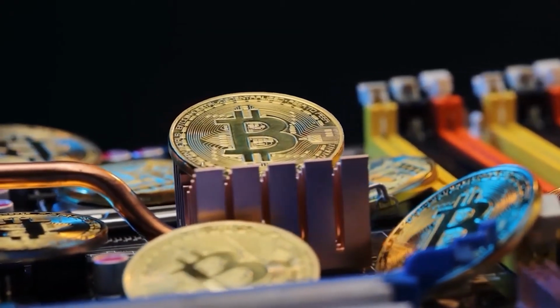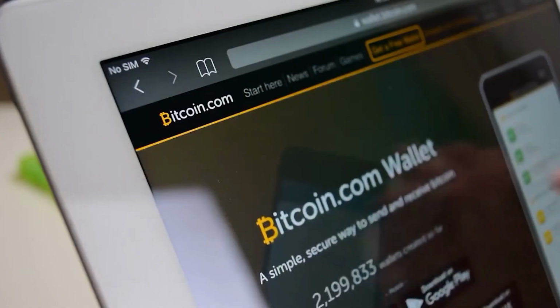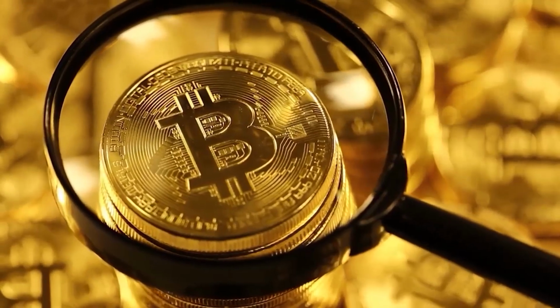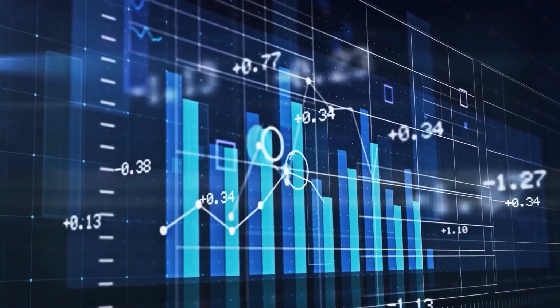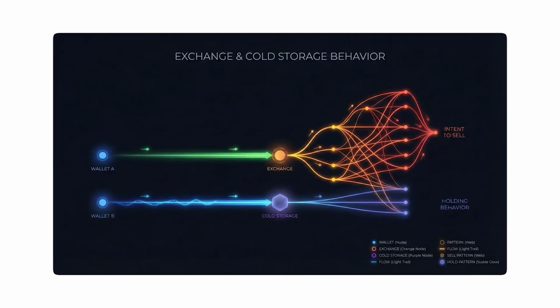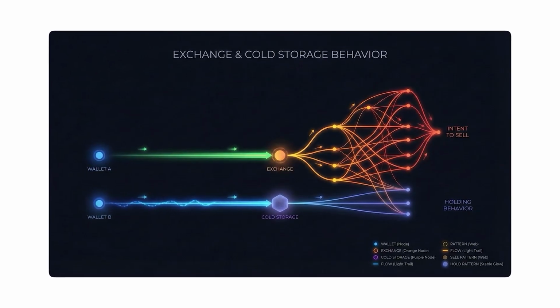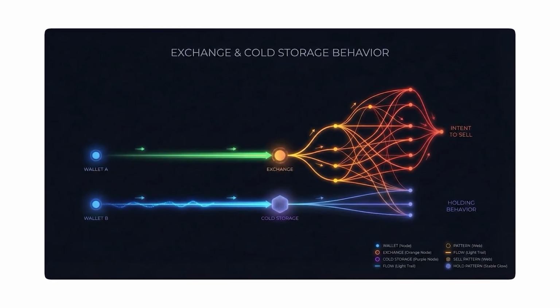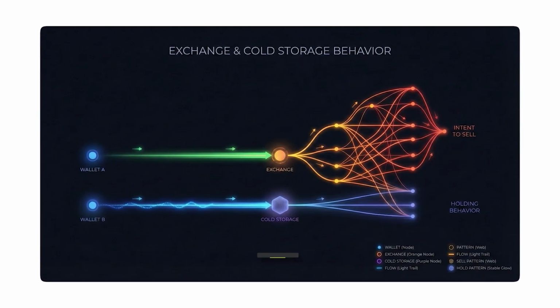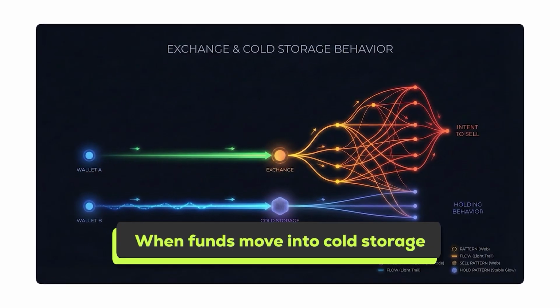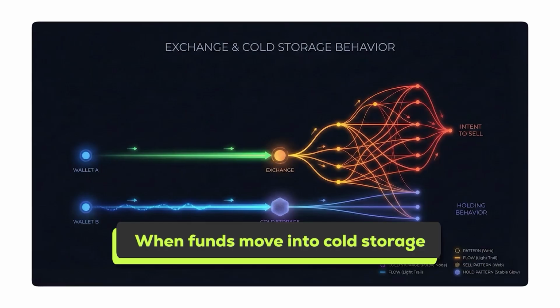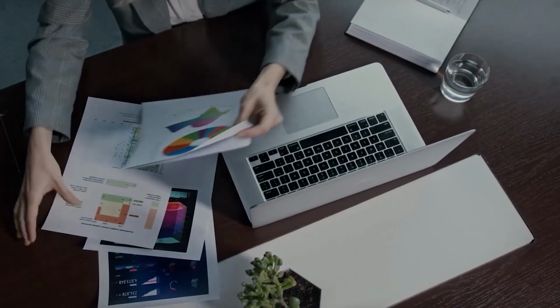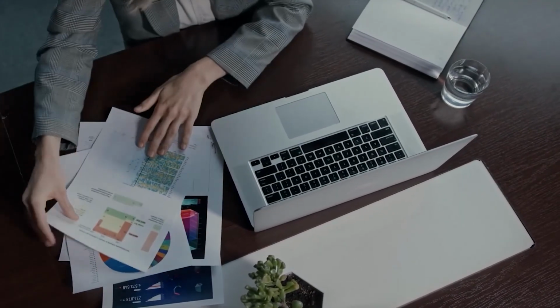This makes it possible to follow large holders, known as whales, or track the movement of funds after major events. When a wallet sends funds to an exchange, it often signals intent to sell. When funds move into cold storage, it often signals holding behavior. None of this requires guessing. The data is public.